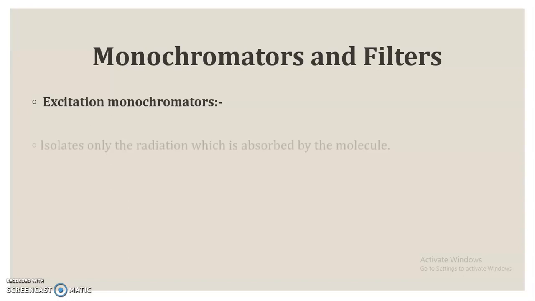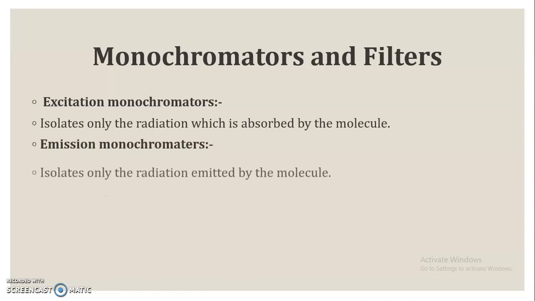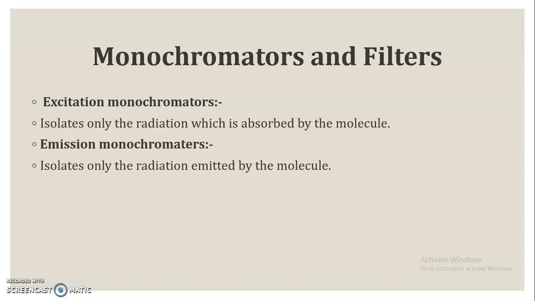Now there are two different types of monochromators used. Excitation monochromators are used to isolate only the radiation which is absorbed by the molecule, while emission monochromators isolate only the radiation that is emitted by the molecule. Means excitation monochromators will isolate only radiations which are absorbed, and emission monochromators will isolate radiations which are emitted by the molecule.